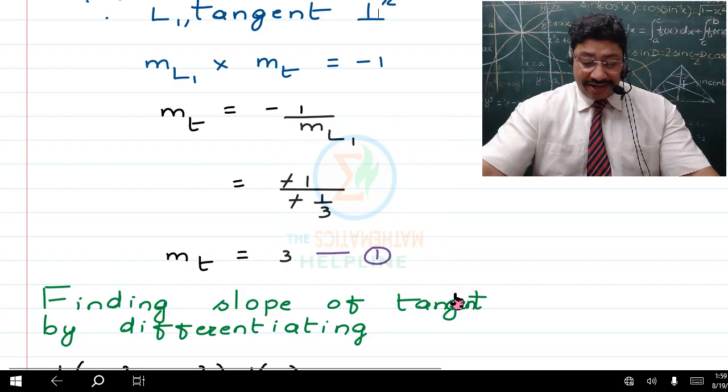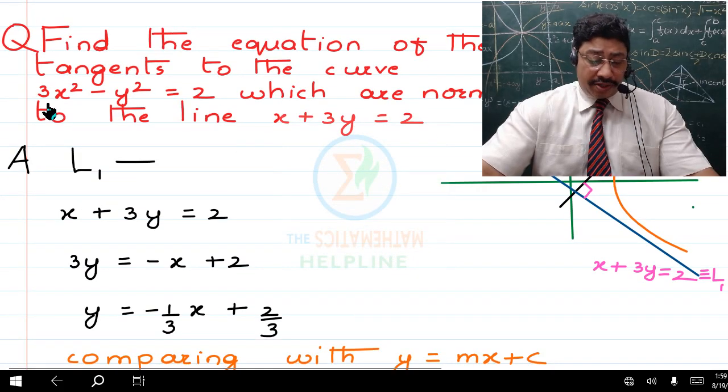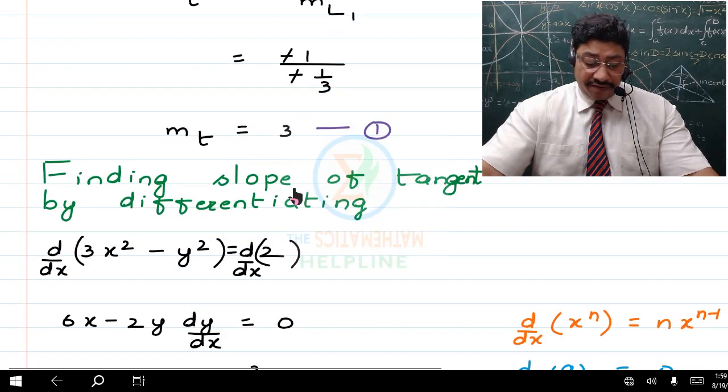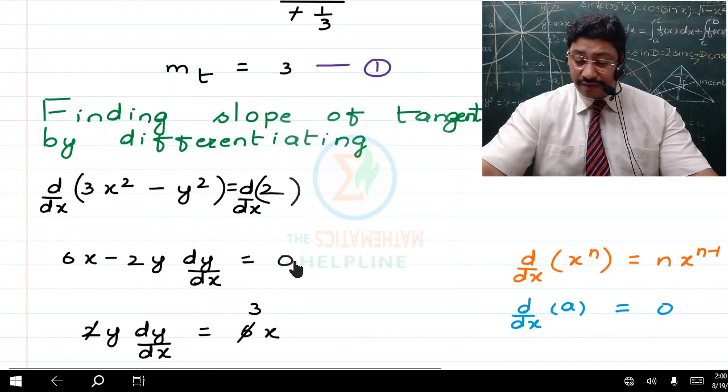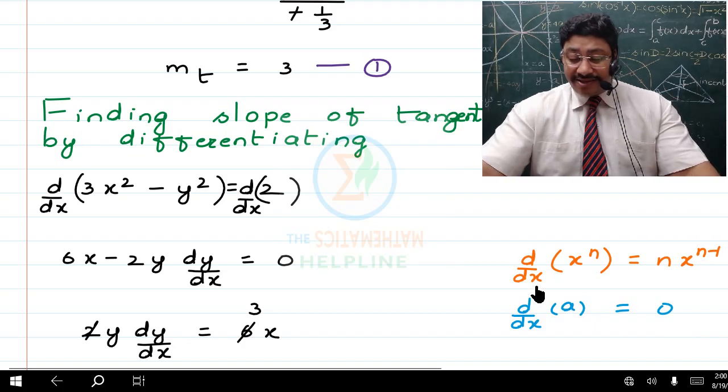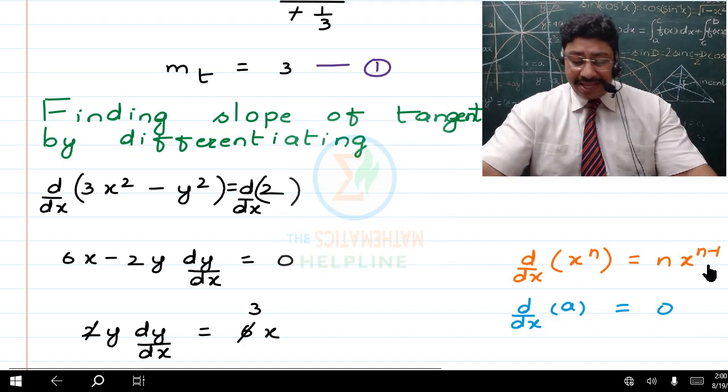Next, children, to find the slope of the tangent by differentiation, that is also what we can do when we differentiate the equation of the curve. So we have this to be the equation of the curve, which we are now going to differentiate. On the left hand side you will get the derivative of x square, which will become 2x multiplied by 3, so that will become 6x minus 2y, which will become equal to 0 because the derivative of a constant is 0, and the derivative of x raised to the power n is n times x raised to the power n minus 1.